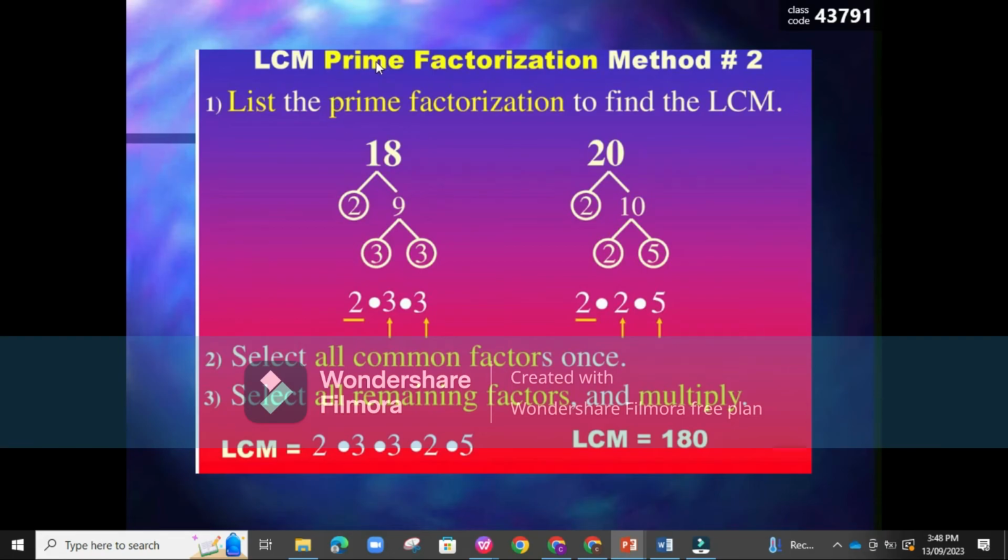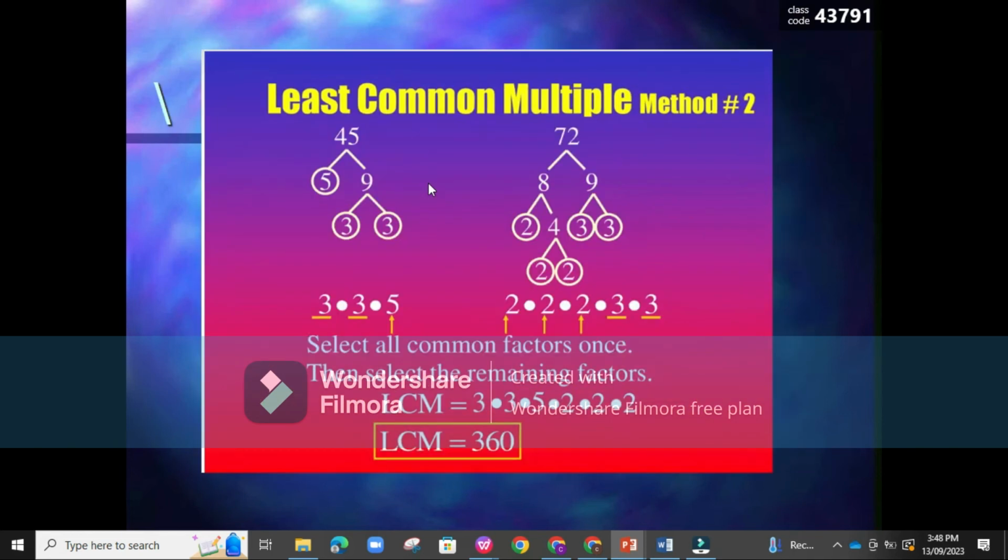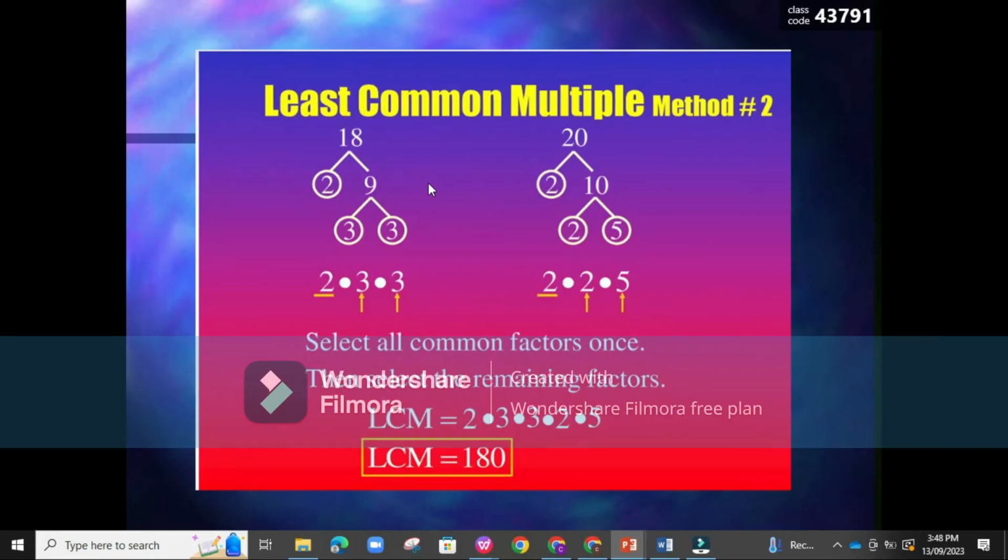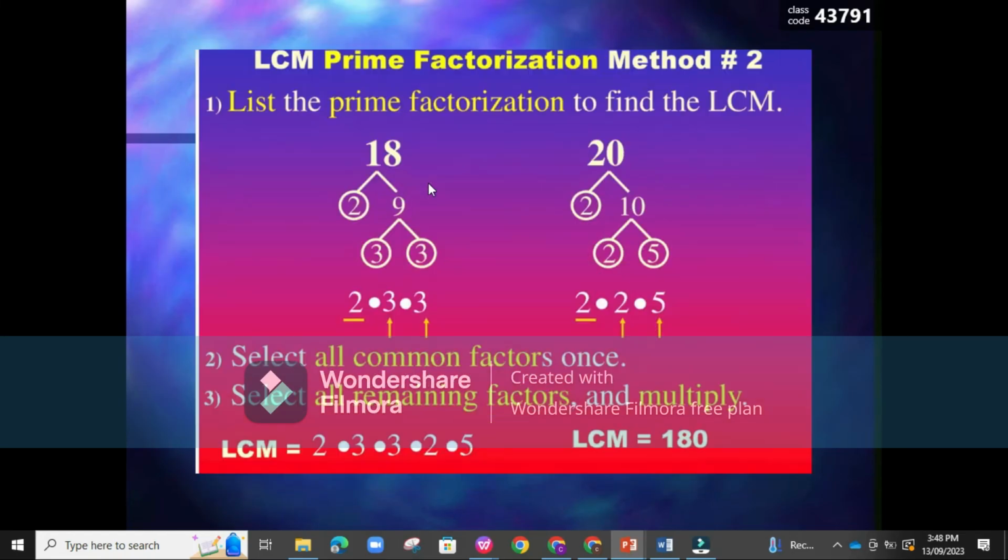What about using prime factorization method number 2? Use prime factorization to find the least common multiple between 18 and 20. Okay, 18 and 20. So we're done with this.